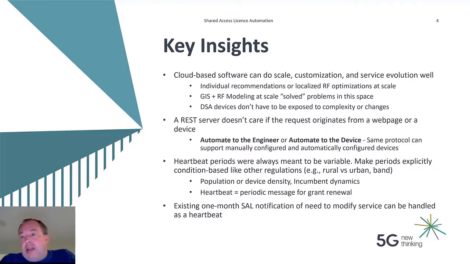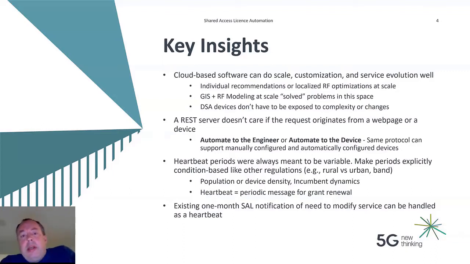And I'll note that across the different domains, the GIS and RF modeling aspects are known commodities at this point, and it can be done in the cloud, as in TV white spaces, and you see it in CBRS and other places. But if you're making these kinds of changes and you have a protocol to communicate with the devices, then ultimately those devices don't have to be exposed to the complexity or changes going on in the cloud. They just have to know that this is the spectrum that's available to them now.